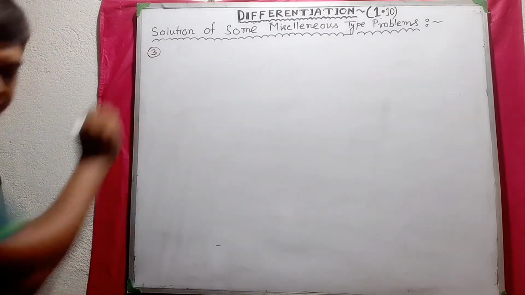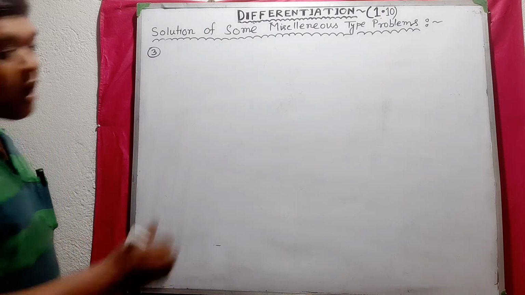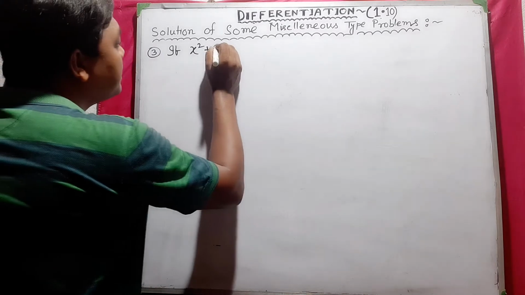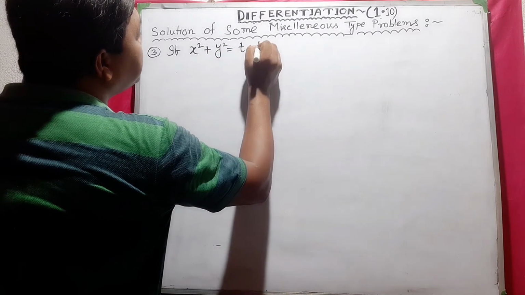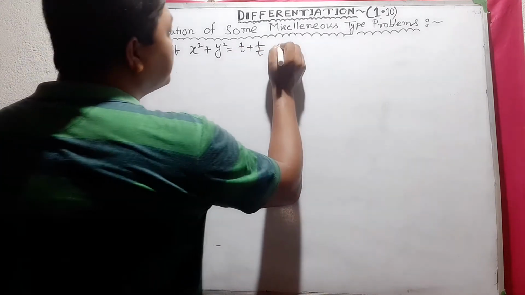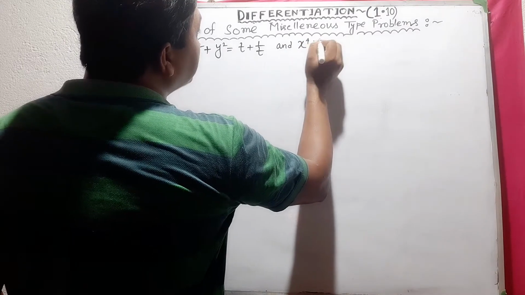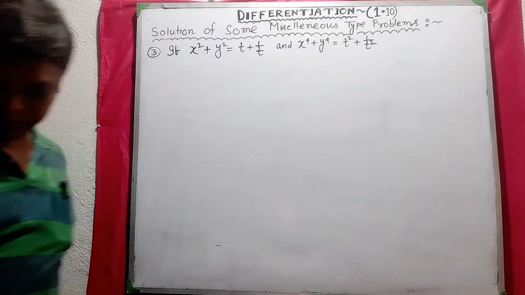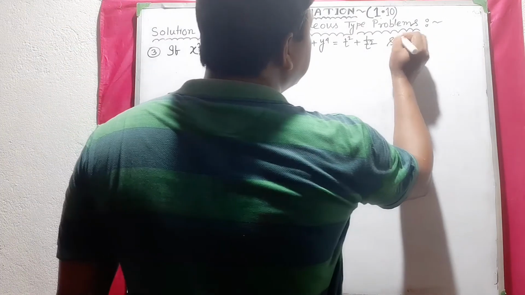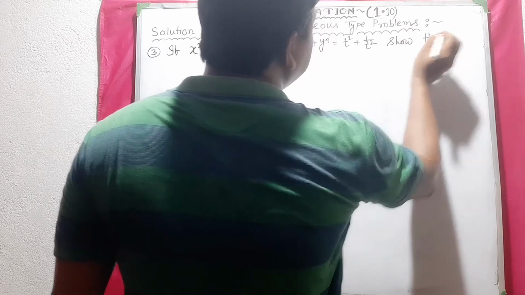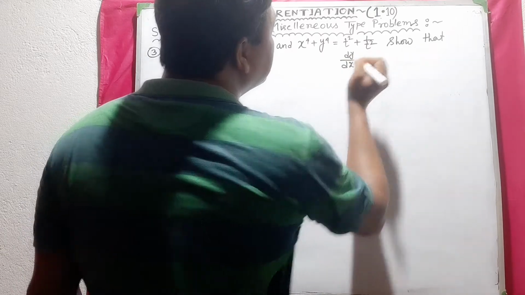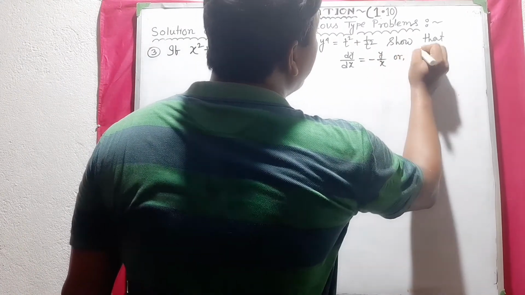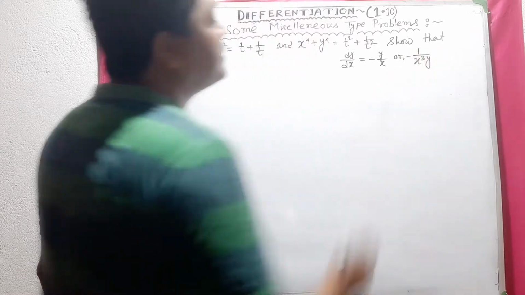So problem number 3: if x square plus y square equals t plus 1 by t, and x to the power 4 plus y to the power 4 equals t square plus 1 by t square, then show that dy dx equals minus y by x or 1 minus 1 by x cube y. Okay?